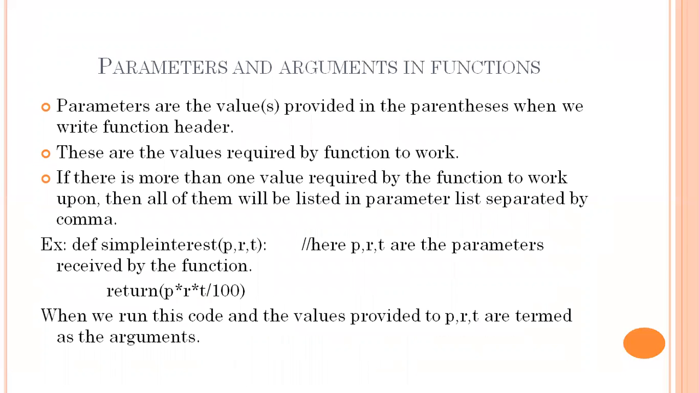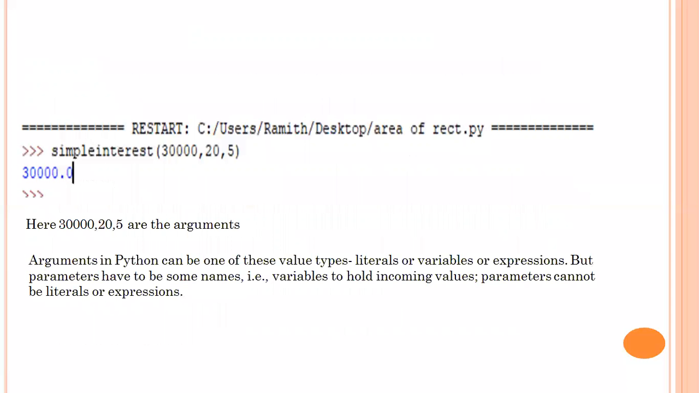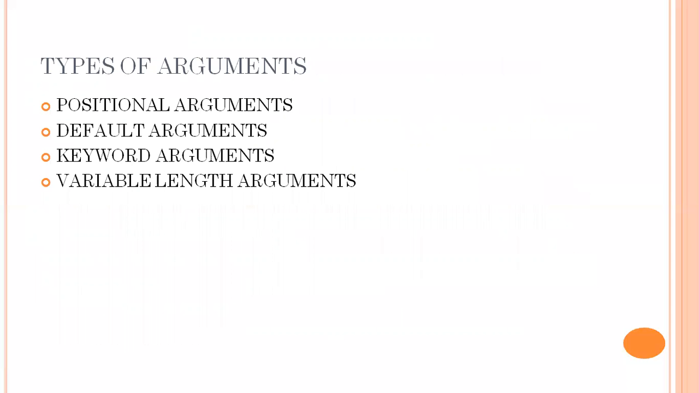Practice session. Parameters and arguments in the function. Basically, the arguments written within parentheses at the time of function definition are also known as arguments, or you can call them parameters. There are four types of parameters: positional argument, default argument, keyword argument, and variable length argument.